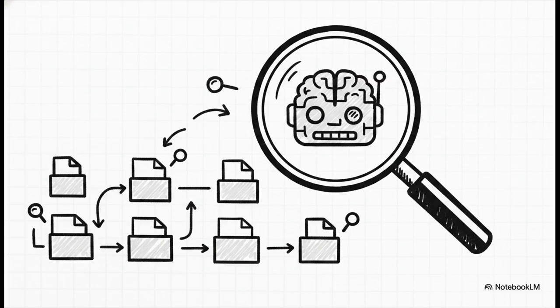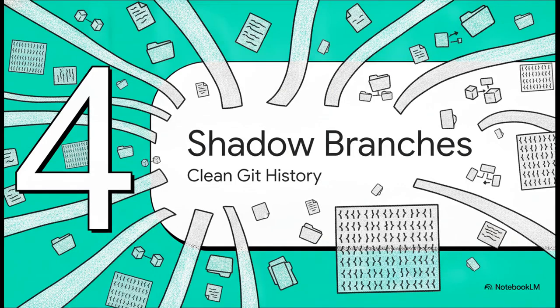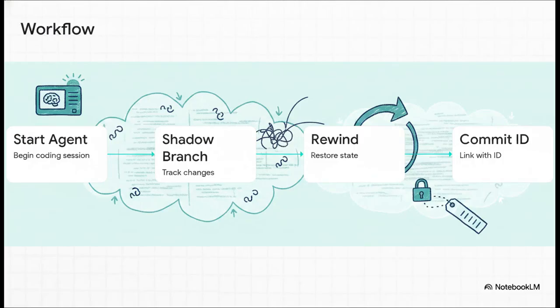It's a real game changer. Let's look at Section 4. Shadow branches keep history clean. Now you might be wondering, doesn't this bloat my repository with giant JSON files full of AI transcripts? Actually, scratch that. It doesn't at all.